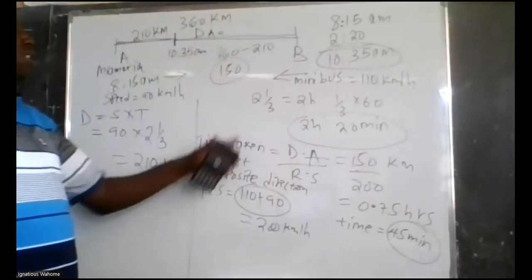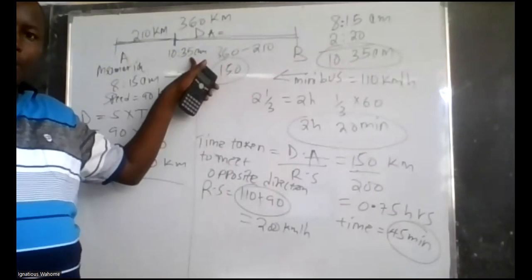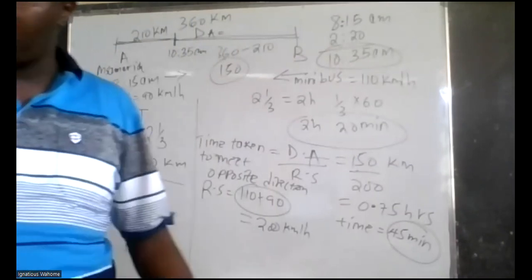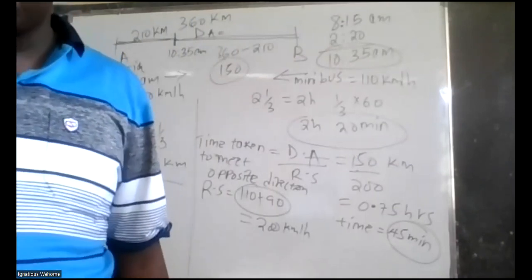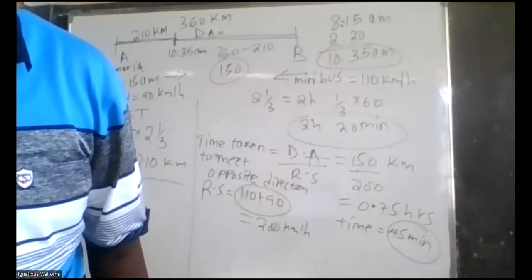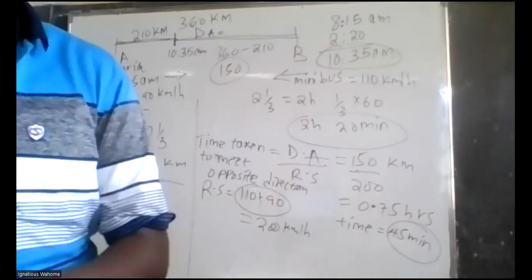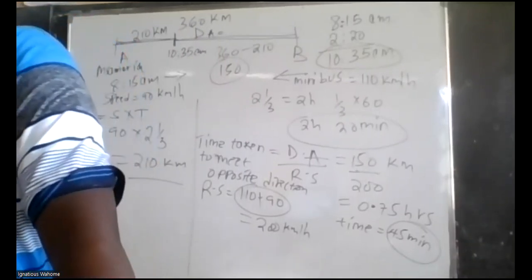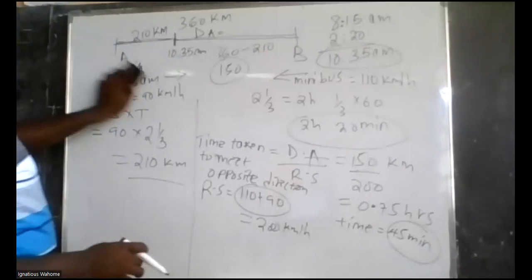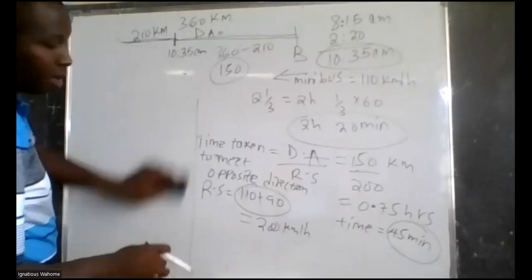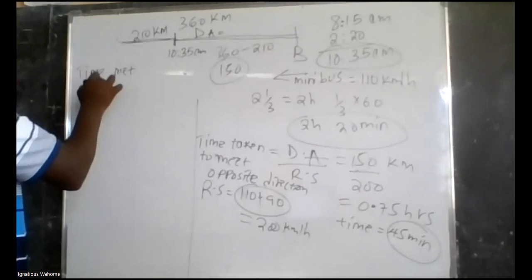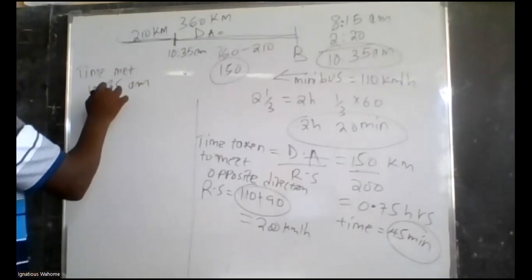So 45 minutes. It is from 10:35. So time met, because that's the question: at what time did the two vehicles meet? The two vehicles met at 10:35 plus 45 minutes. Time met is 10:35 a.m. plus 45.